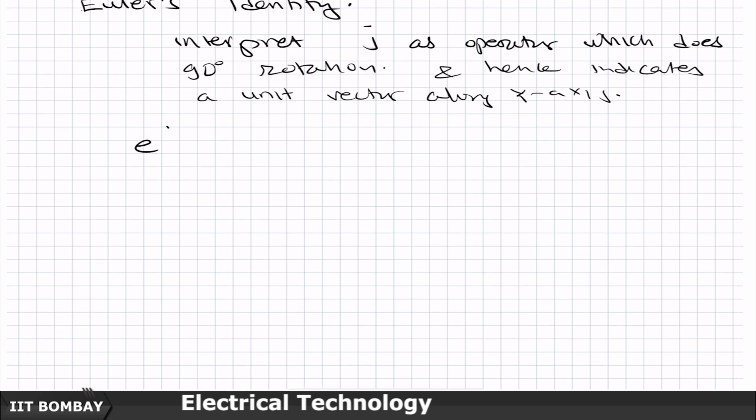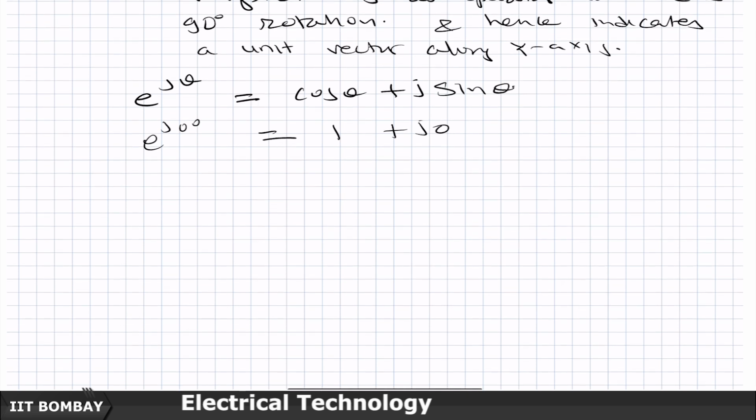So, let us get back to the Euler's identity. What was e to the power j theta? e to the power j theta is cos theta plus j times sin theta. This we have already seen. So, now let us put theta equal to 0 degrees. What does this come out to be? This comes out to be 1 plus j 0.